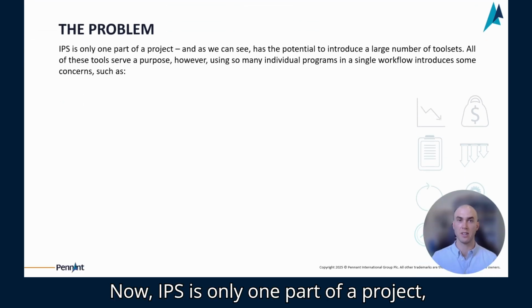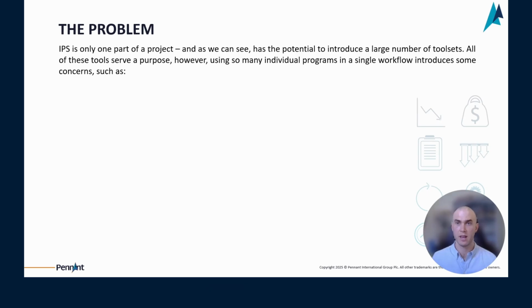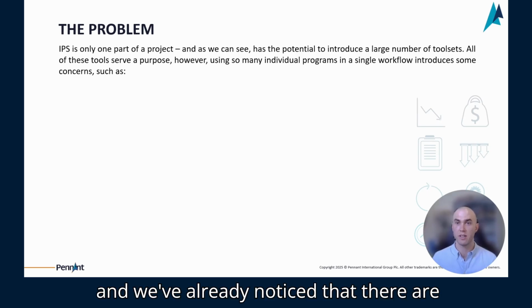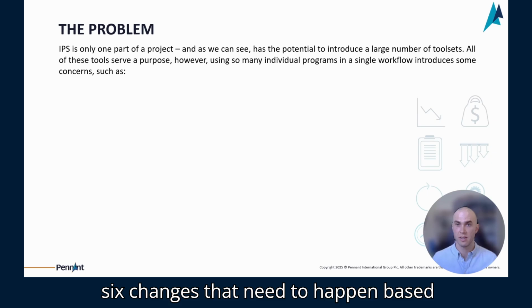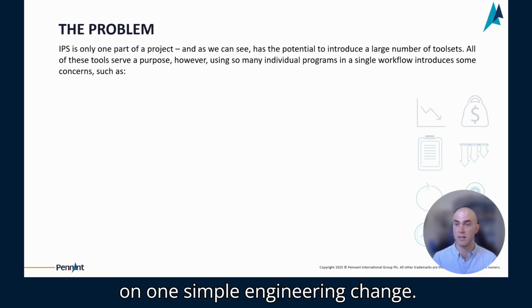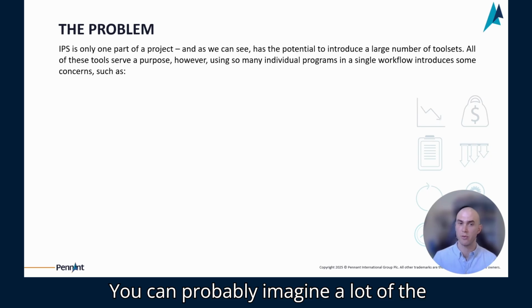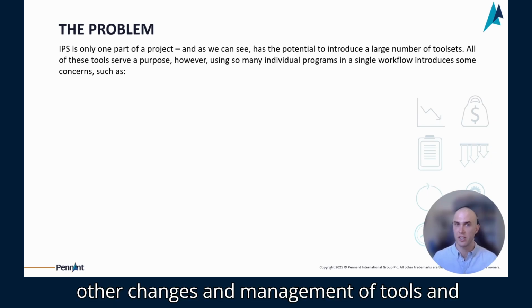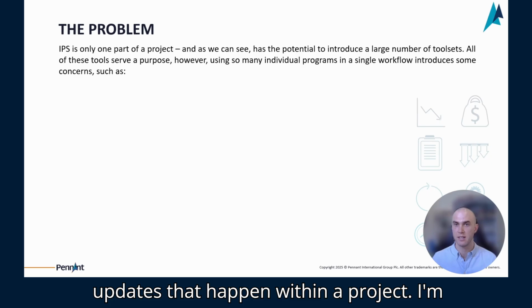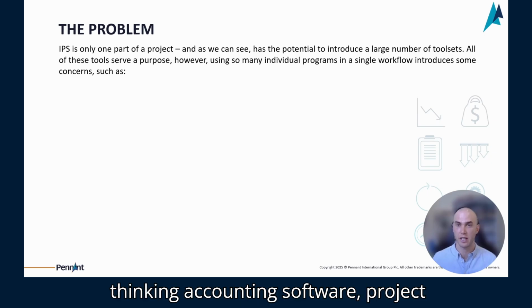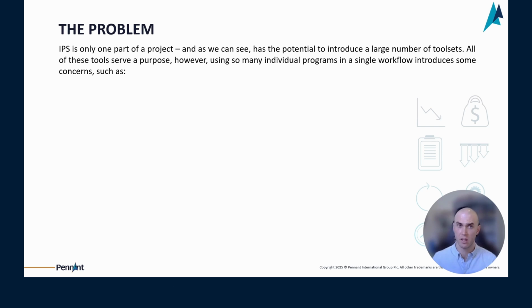Now, IPS is only one part of a project, and we've already noticed that there are 6 changes that need to happen based on one simple engineering change. You can probably imagine a lot of the other changes and management of tools and updates that happen within a project. I'm thinking accounting software, project management software, etc.